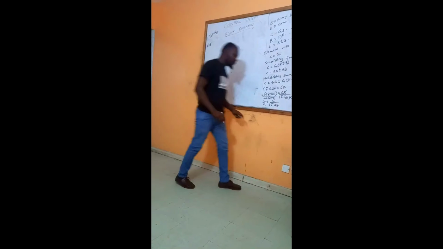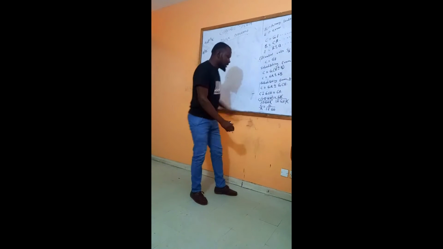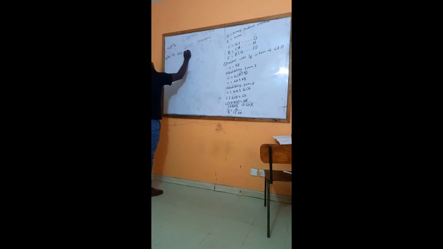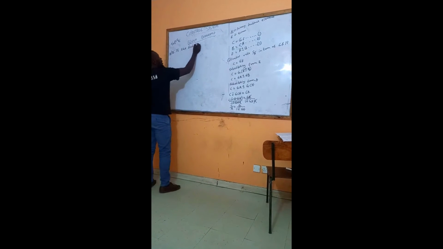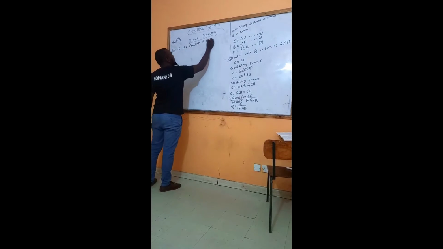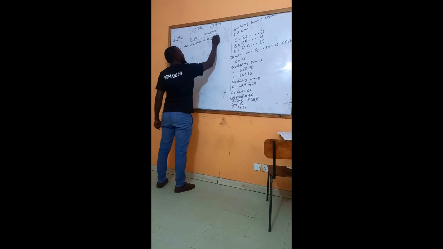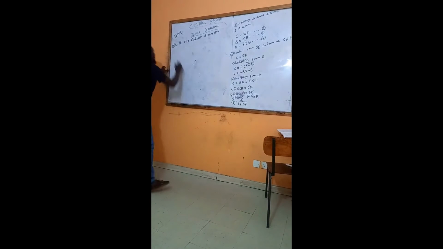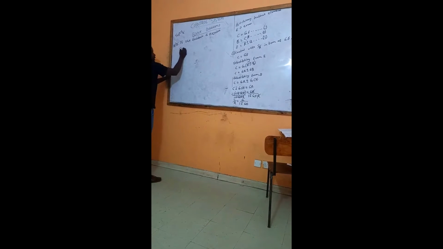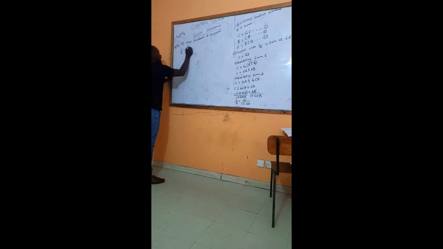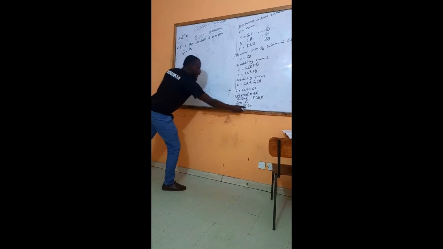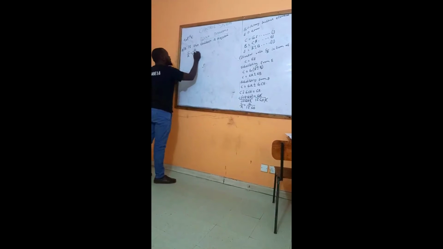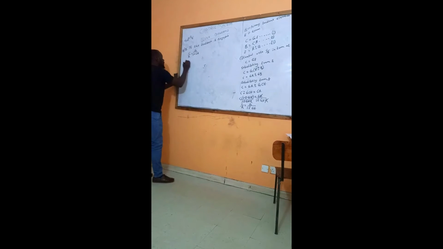If the feedback is negative, how are you going to write this equation? That is C divided by R is equal to G divided by a negative. The negative will bring a positive. Now it's 1 plus GH.